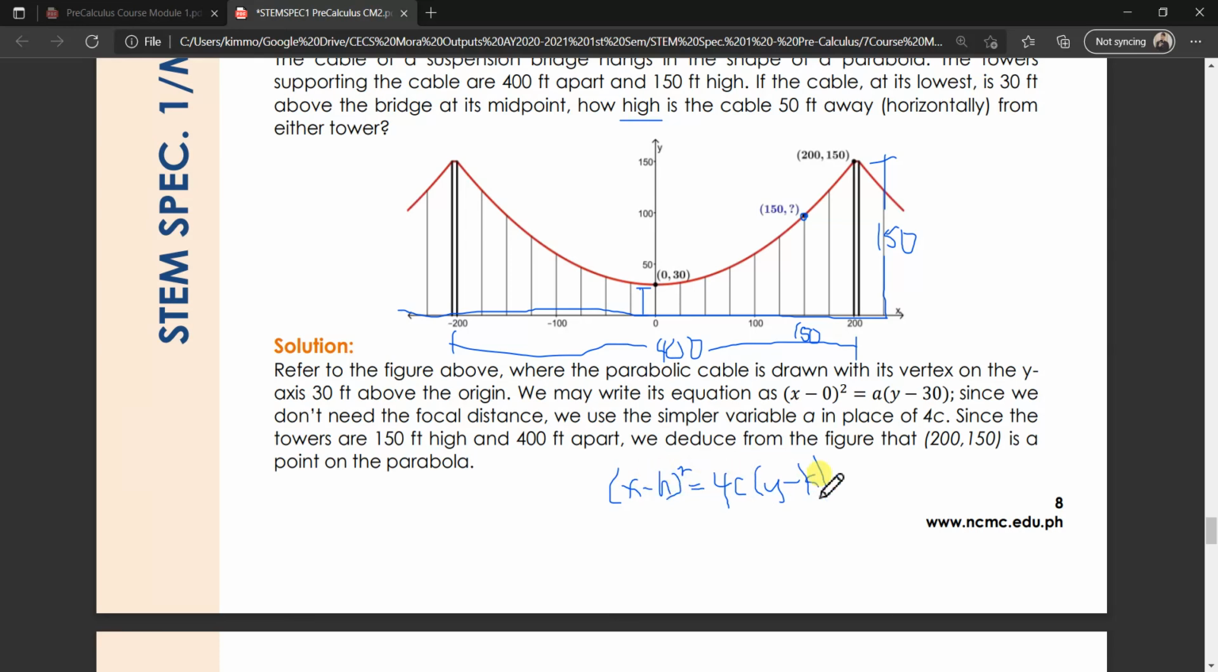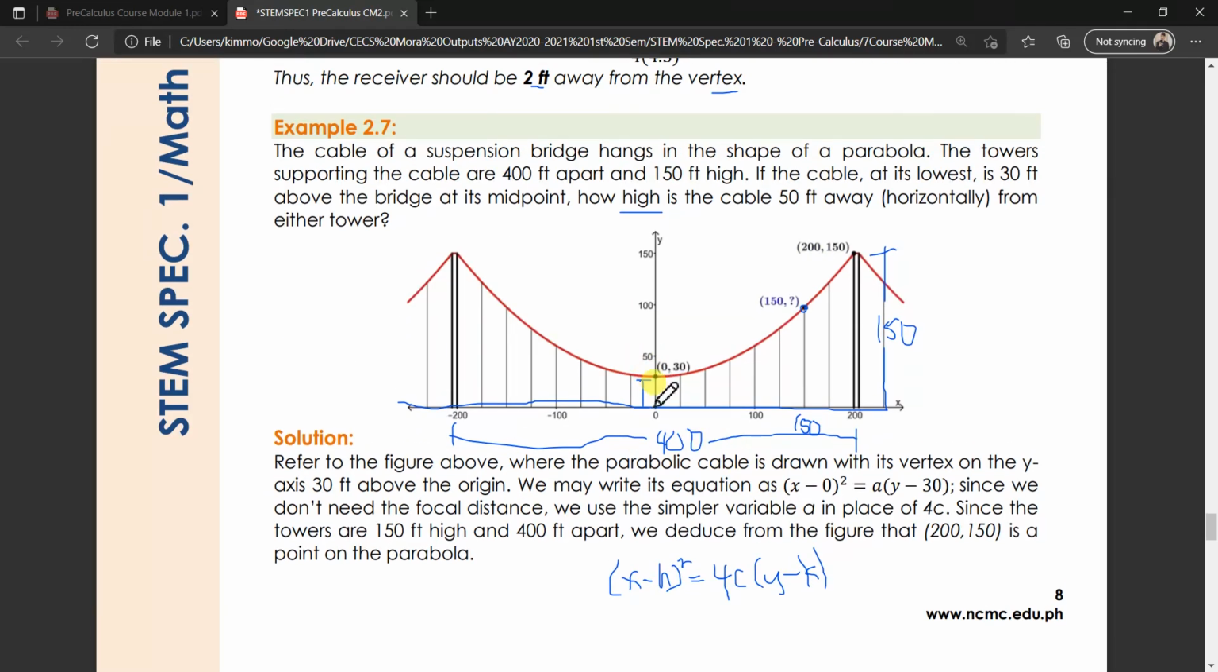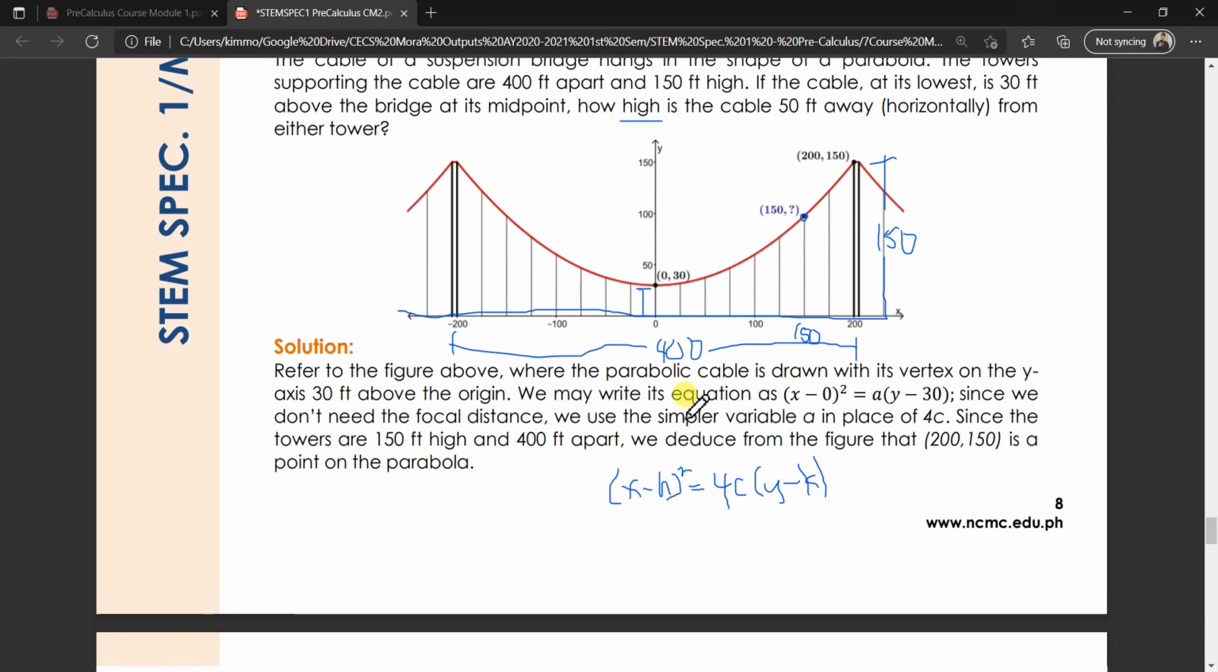So nganong naa may kaning h ug k, because our vertex is not located at the origin. So atong vertex kani midpoint sa atong cable nakalocate siya sa 0, 30, meaning 0 nga x then 30 nga y. So wala man siya nakasandal sa ground or sa atong bridge. So nakahang man siya gamay. So from here, we already know our vertex is equal to 0 and 30. So masimplify nato ni ato ang equation into x minus h. So our h is 0.